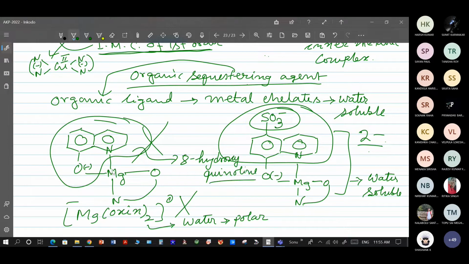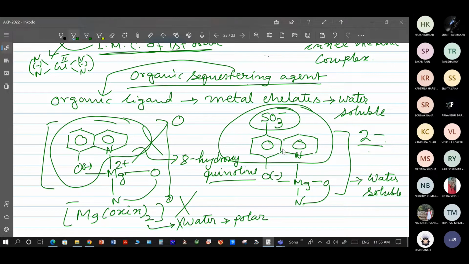So 8-hydroxyquinoline, if you have, and magnesium is in the +2 oxidation state, one of the ligands contains 1 negative charge, so 2 ligands, so it will be totally electrically neutral and it will precipitate out from water. So your 8-hydroxyquinoline will not be said an organic sequestering agent, because after forming the magnesium 2+ complex it is not soluble in water. Water is polar, but in this case it will not be soluble, and because of this reason 8-hydroxyquinoline will not be said organic sequestering agent.